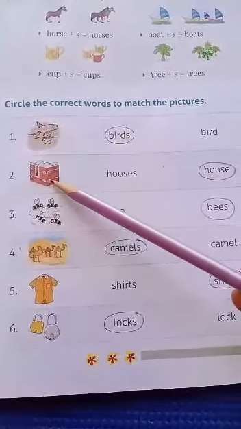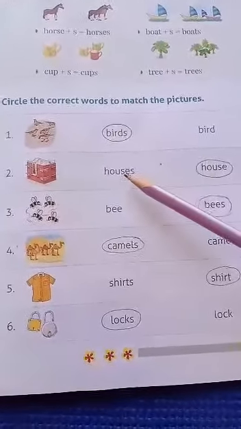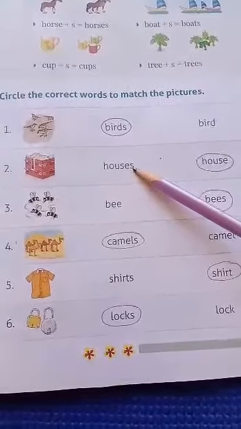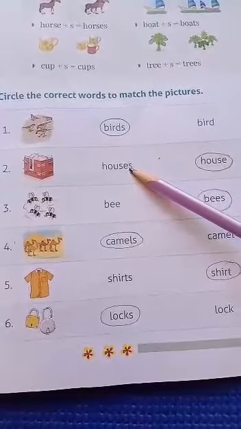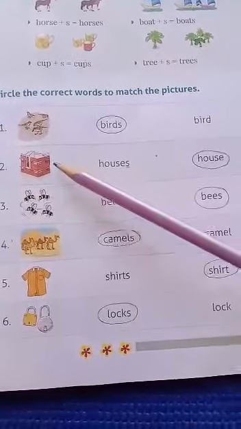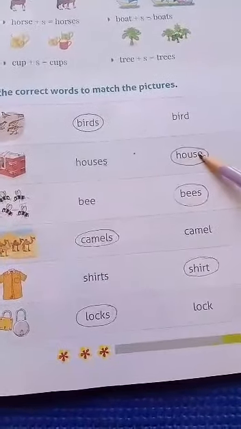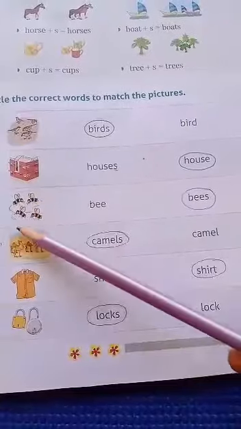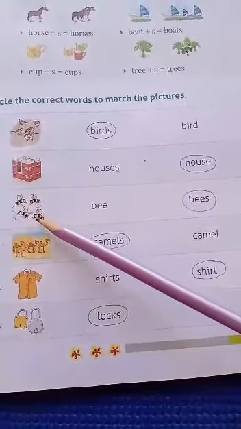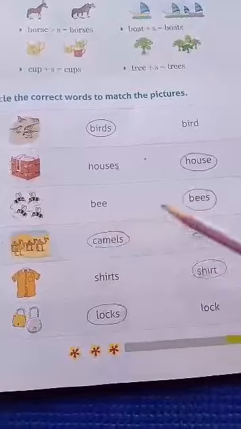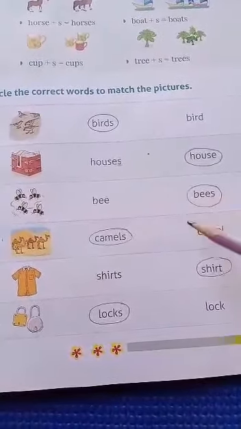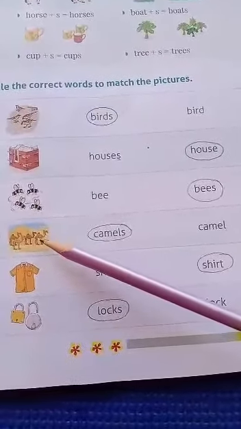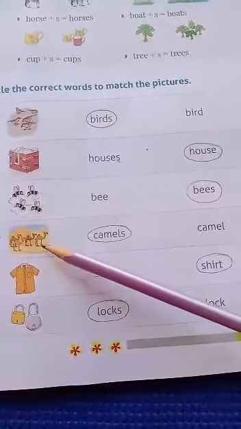Next is, this is only one house. So, look here, House, S. This S is added here, so this is wrong because this is only one house. We will circle house. Then you can see 4 bees are there. So these are more than one. We will circle bees. Same as here you can see 4 camels are there. 4 camels are standing there.